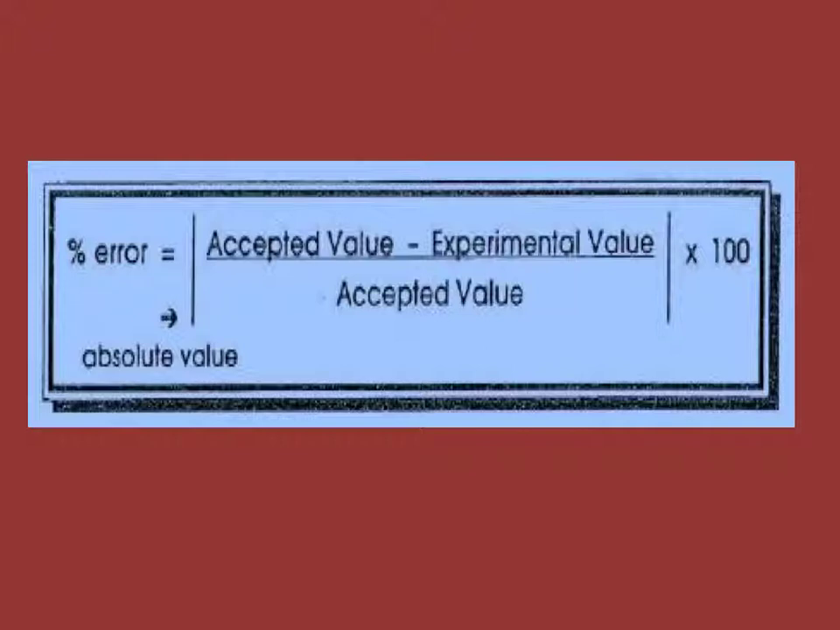The formula for percent error is to take the absolute value of the accepted value minus the experimental value divided by the accepted value, and then multiply that times 100.